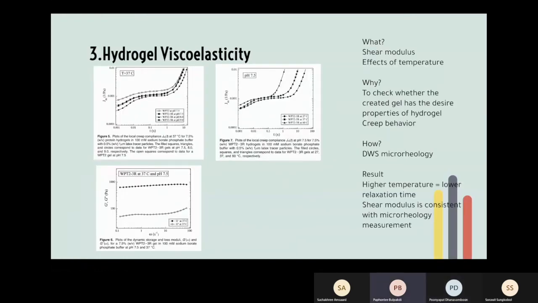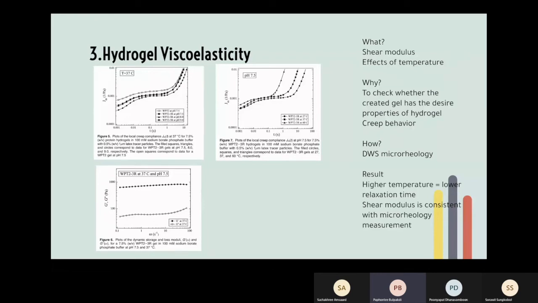So now about the hydrogel viscoelasticity. We're going to measure the shear modulus and look at the effects of temperature, because we want to check whether the gel has the desired properties of the hydrogel that we created. So we use the DWS microrheology from the methods that my friend mentioned.